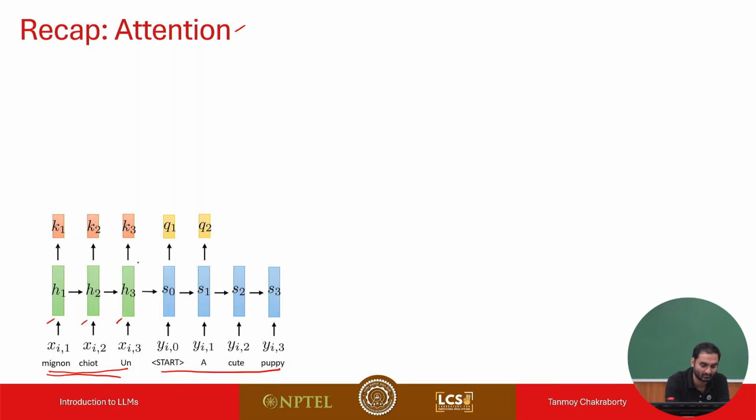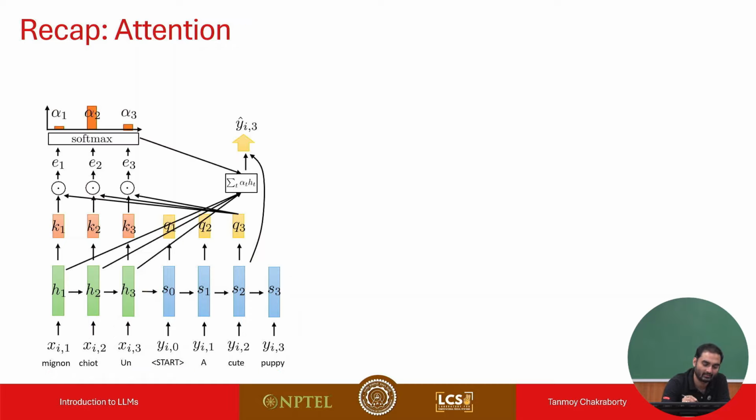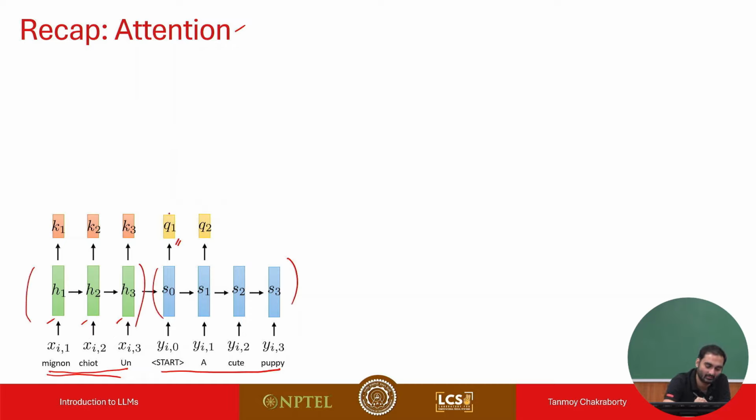Now this is my encoder, right? And this is my decoder. H0, H1, H2, H3. These are the decoder hidden states, right? What we do in the normal attention, we consider each of these decoder hidden states as a query, and then let's say we are focusing on this decoder state.